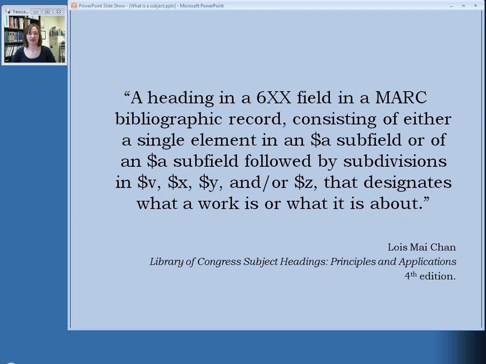Here's another definition from Lois Mai Chan in her book, Library of Congress Subject Headings, Principles and Applications. And this one involves some of the MARC formatting that relates to subject headings, which we also will talk about in this class. And Chan says that a subject heading is a heading in a 6xx field in a MARC bibliographic record, consisting of either a single element in an $a subfield, or of an $a subfield followed by subdivisions in subfields $v, $x, $y, and/or $z, that designates what a work is or what it's about. So basically, a subject heading is a specific term that tells you what the subject of a work is.